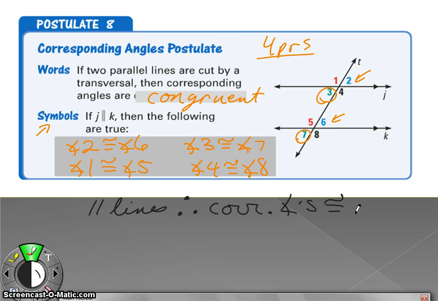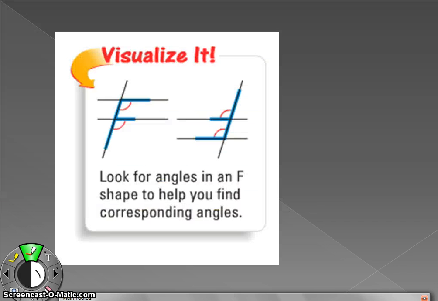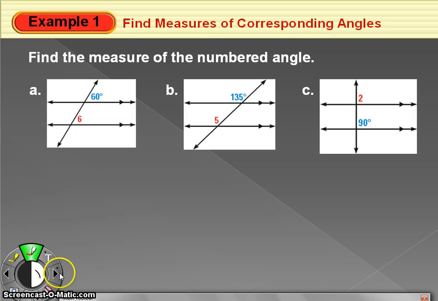Parallel lines, therefore, that's what the three little dots in a triangle mean. Therefore, corresponding angles are congruent. Okay? All right, I hope that makes sense. All right, so visualize it. This is just a picture. Look for an F. When you're looking for corresponding angles, they're always going to make that F if you want to trace them. So up, over, and then over here, and you get that little F shape.